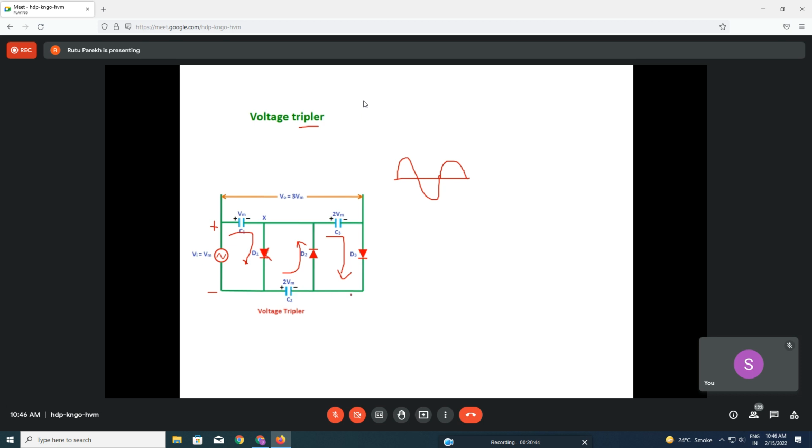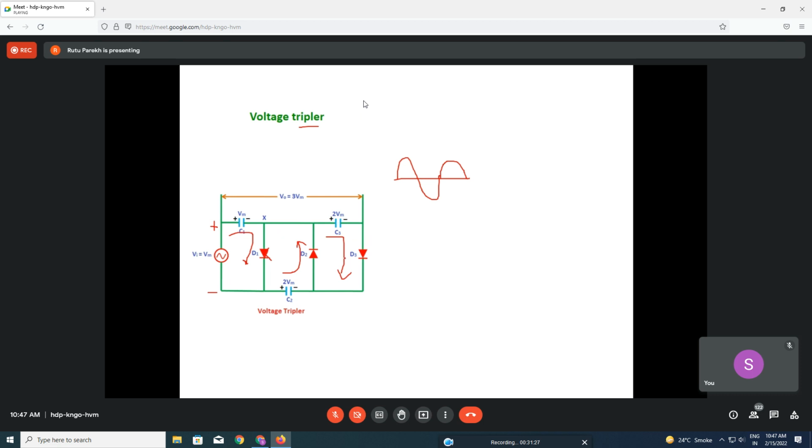Because now it is getting a path like this. This is conducting. And this is minus here. Yes, ma'am. So here this will be minus, and because this is minus here, this will be plus here. So what is happening? To repeat, C1 and C3 are both charged to 3 VM, so we will get the final voltage of 3 VM. Now there are two things happening.